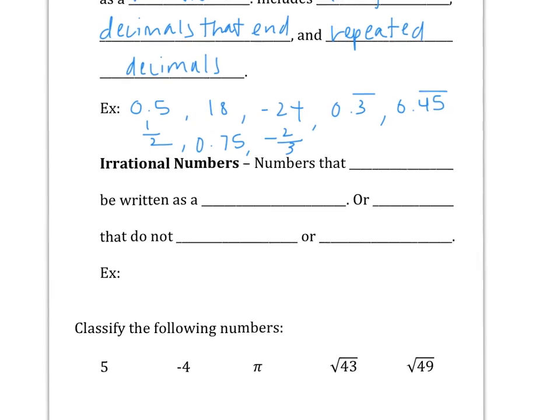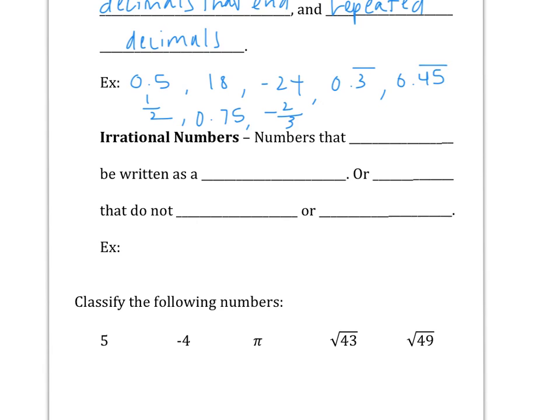Now, irrational, that's the last category we're going to talk about, are numbers that cannot be written as a fraction, or they're decimals that do not end or repeat, so the opposite of a rational number. So decimals that do not end or repeat. An example, and one that we most commonly know as irrational, is pi. That goes on forever with no pattern, just continues on forever.